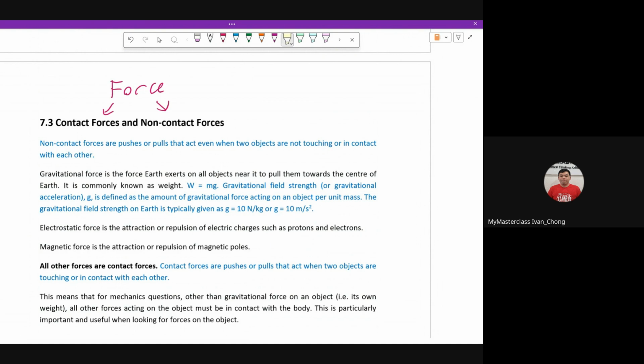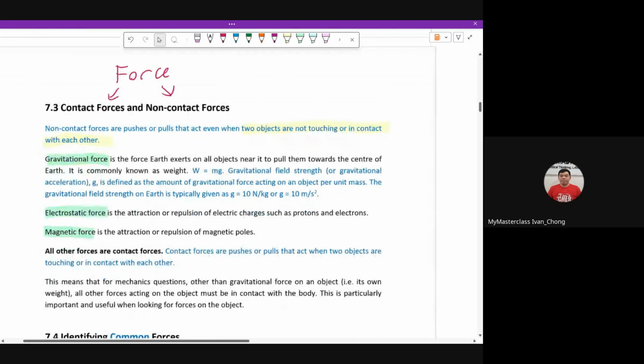So a non-contact force is a force, or a push or pull, that can act even if your objects are not touching each other. So what are the examples of your non-contact forces? They are your gravitational force, your gravity that's pulling you down, your electrostatic force that has to do with electricity, and your magnetic force that has to do with magnets.